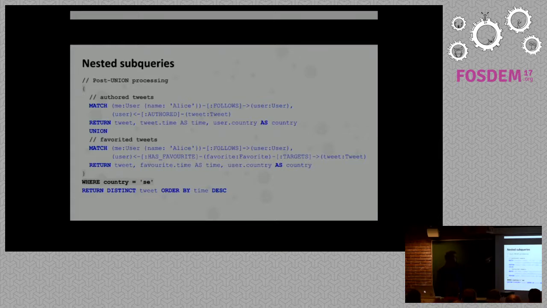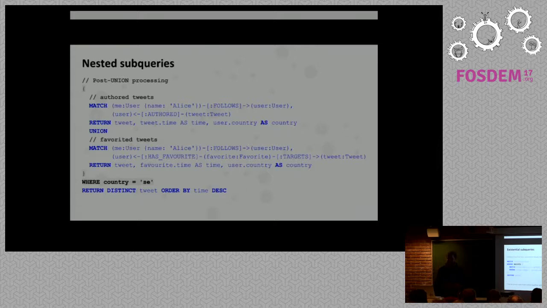And here we see a bit of syntax, right? Curlies, then we have a full Cypher query with a union in the middle, curly, and then we can go on, right? And say, okay, I have the union of author tweets and favorite tweets, and now I want to filter those, and I'm only interested in the ones where the country of the tweet is Sweden, and then I sort them by time or something like that, right? That's going to be enabled by this.